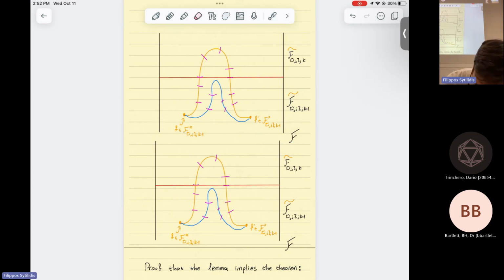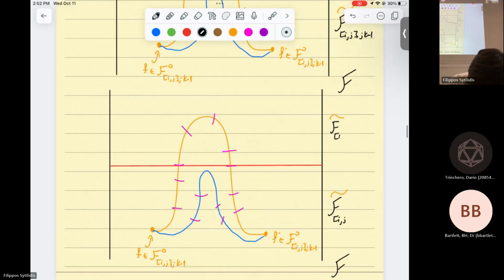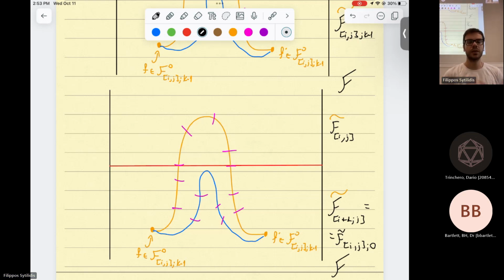It's just that the picture now looks like that. So this is (i, j), and this is (i+1, j), which is the same thing as (i, j, 0). Okay.